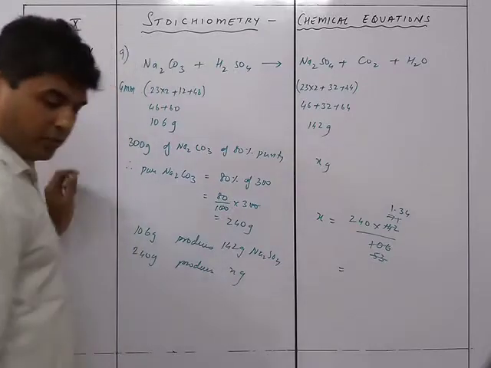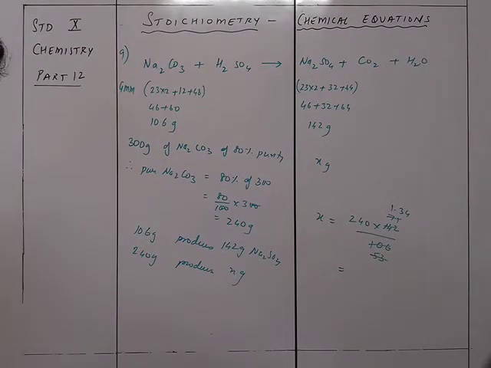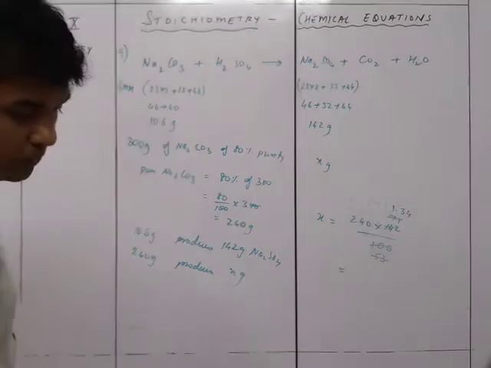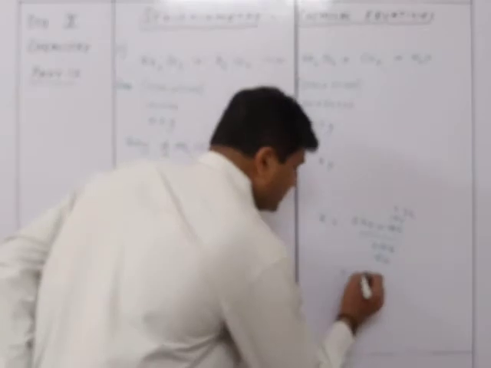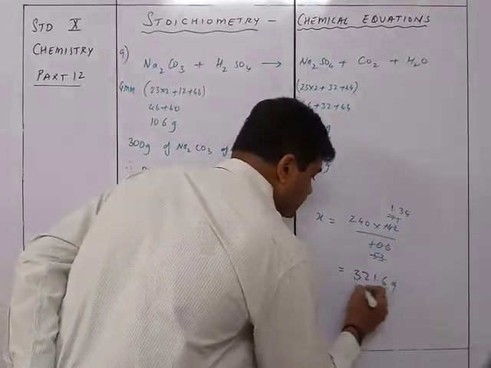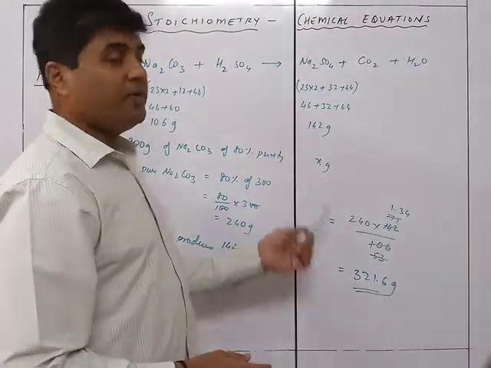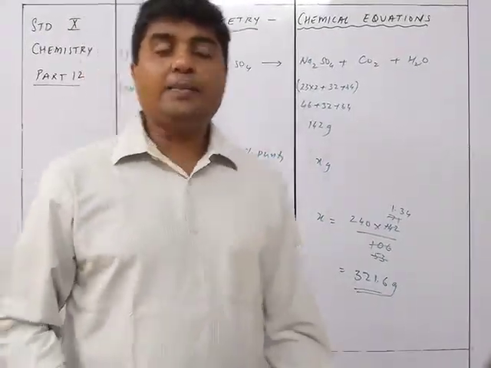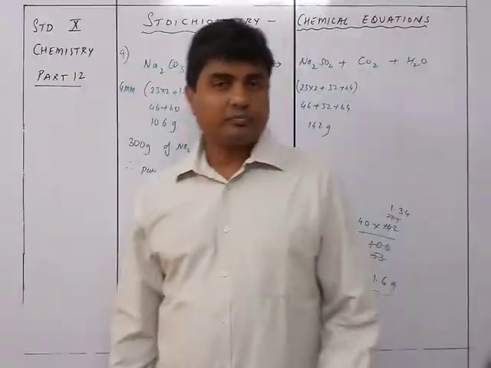So 1.34 into 240 will give me 312.6. So yeah, 312.51. So this 312.6 grams will be the amount of Na2SO4 which will be formed by the 80% purity Na2CO3 of 300 grams.